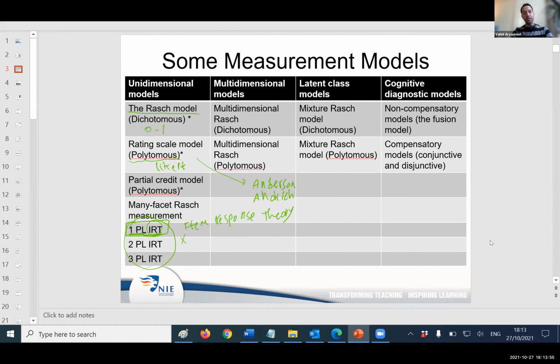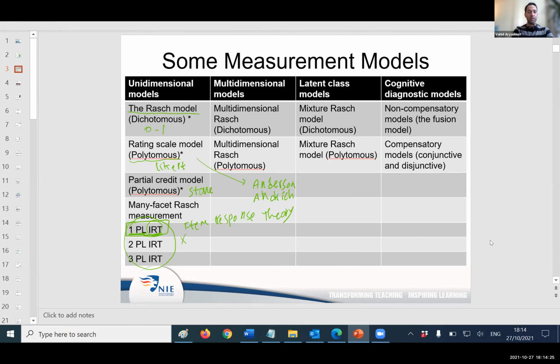And then the partial credit model, which was developed around the same time by Professor Stone. He's also working in Australia now. I think, if I'm not wrong, he's an emeritus professor who is working for a governmental organization in Australia. But I know he's still working and still active in this field.